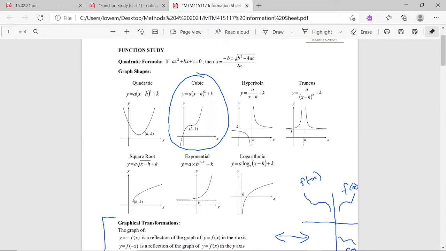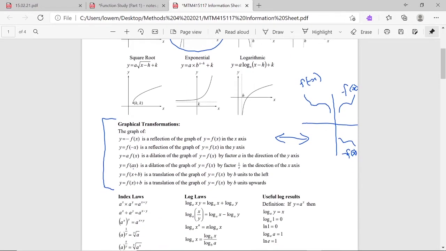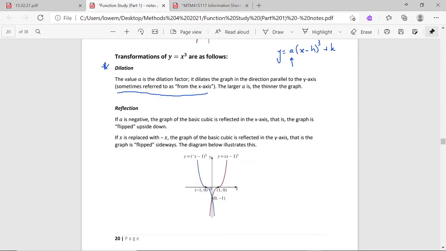Then we've got this plus k, which is a vertical translation up. If it was minus k, it'd be down. And that's exactly what we have here on this last one. y equals f of x plus b is a translation of the graph, whatever the function f of x is, b units up. If it was minus b, it'd be down. So just be aware of that. Study the wording here and look at what that means.